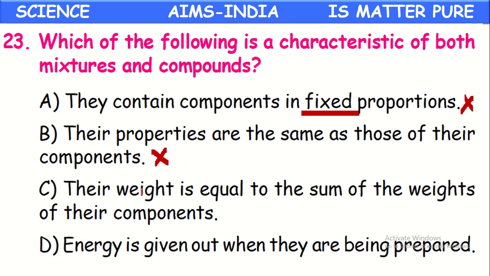See the next one. Their weight is equal to the sum of the weights of their components. This is true according to the law of conservation of mass. The total mass of the reactants will be equal to the total mass of the products, or the total mass of the components will be equal to the total mass of the mixture. This is true for both mixtures and compounds.